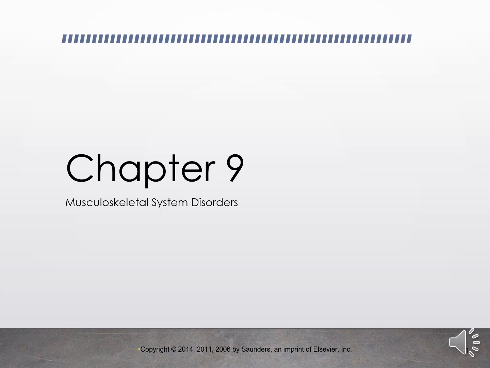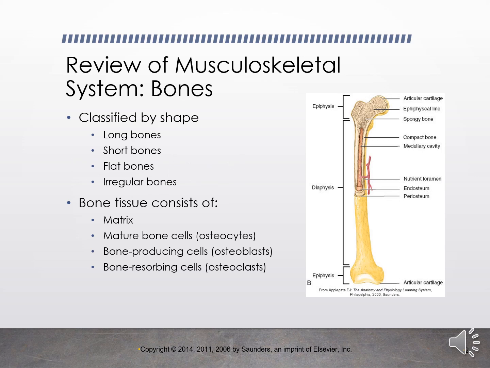Chapter 9 is over musculoskeletal system disorders. The skeletal system provides support for the body. The skeletal frame determines the basic size and proportions of the body, and bone provides protection for the viscera, like the heart and lungs, as well as for other structures like the spinal cord and the brain.